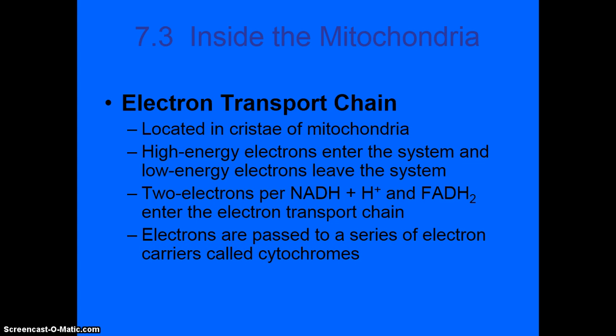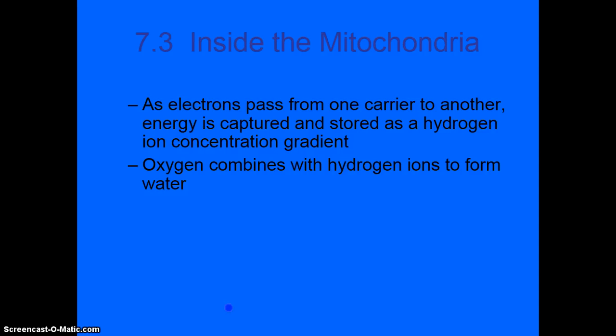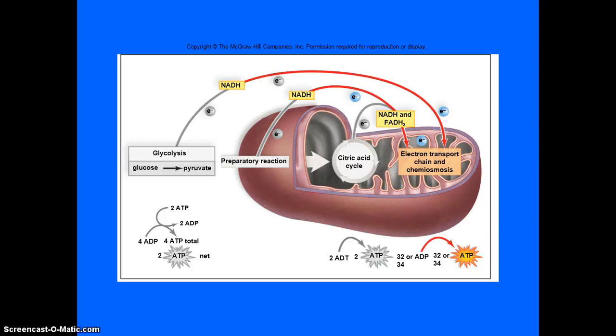The electrons are passed through a series of electron carriers. Those are called cytochromes. And each carrier is reduced and then oxidized. As the electrons pass from one carrier to another, the energy is captured and it's stored as a hydrogen ion concentration gradient. The oxygen combines with the hydrogen to form water, and then the NAD plus and FAD are recycled to pick up more electrons from glycolysis, from the prep reaction, and from the citric acid cycle.